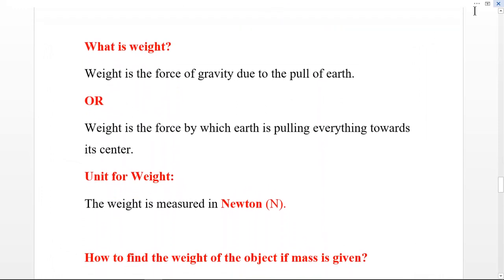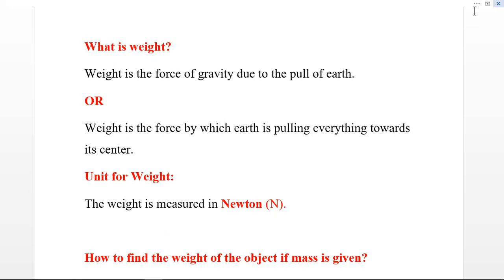You have heard this word a lot of times in your daily life, and you are using this word for a lot of reasons. First of all, you should know what weight is. There are different definitions available. You can choose any one of them, or you can create your own definition if it gives the same meaning. For example, what is weight? Weight is the force of gravity due to the pull of Earth.